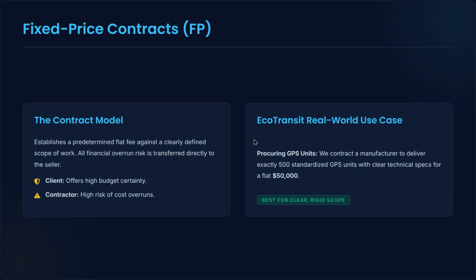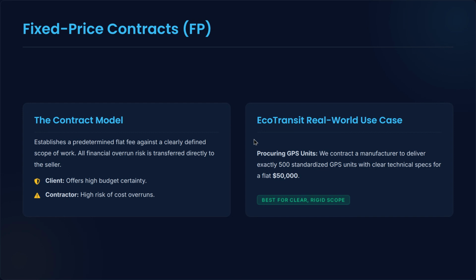First up, the fixed price contract or FP. This is simple, a predefined flat fee for a clearly defined scope of work. The client perspective, pure predictability. If we agree on $50,000, that's exactly what we pay. The contractor perspective, high risk. If they run into issues and it costs them $60,000 to deliver, they absorb that $10,000 loss. But if they operate super efficiently and deliver it for $30,000, they keep the extra profit.